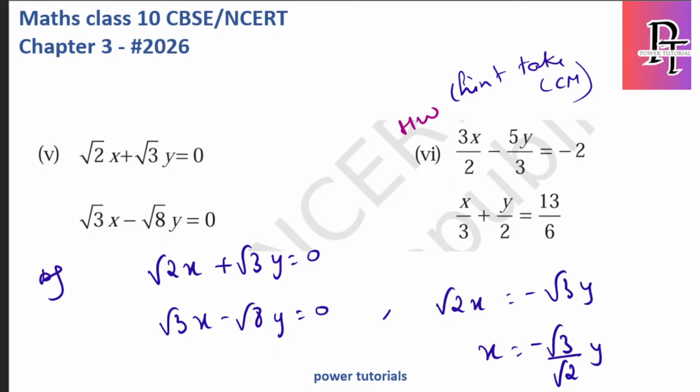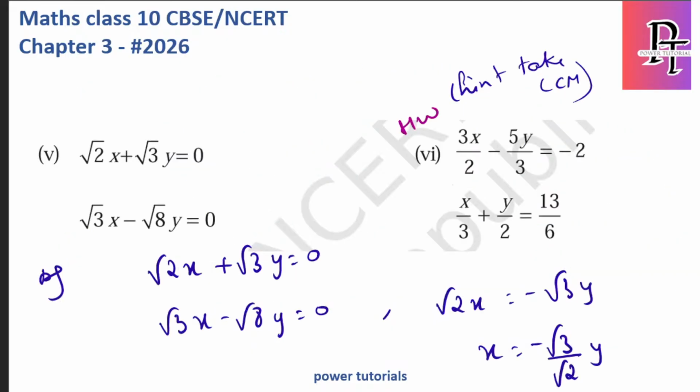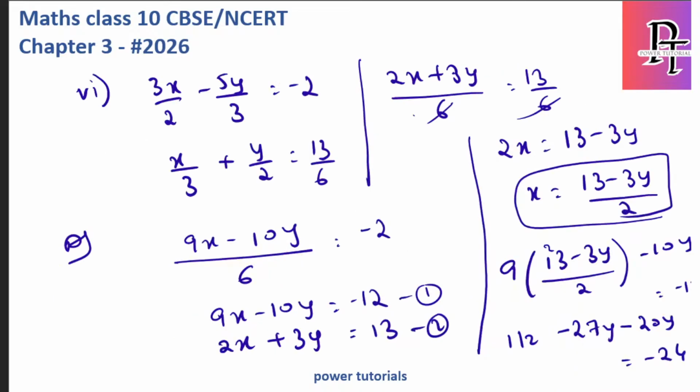5x by 3x by 2 minus 5y by 3 is equal to minus 2. 3x by 2 minus 5y by 3 equal to minus 2. x by 3 plus y by 2 is equal to 13 by 6. x by 2 plus y by 3 is equal to 6. Okay, the question we have written right. 3 3s are 9 minus 10y is equal to 6 2s are 12. Okay, here we made a mistake.